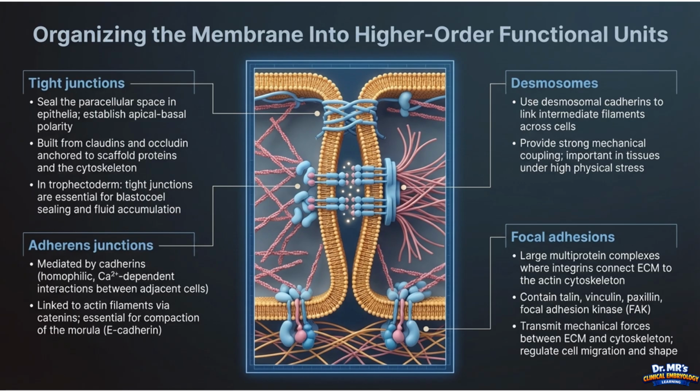In the trophectoderm of the blastocyst, tight junctions are absolutely essential. They seal the space between trophectoderm cells, creating a closed cavity, the blastocoel, that can be filled by active fluid transport. Without tight junctions, any fluid pumped into the blastocoel would simply leak back out through the paracellular space, and blastocyst expansion could not occur. The formation of tight junctions in the trophectoderm is therefore a key developmental milestone.